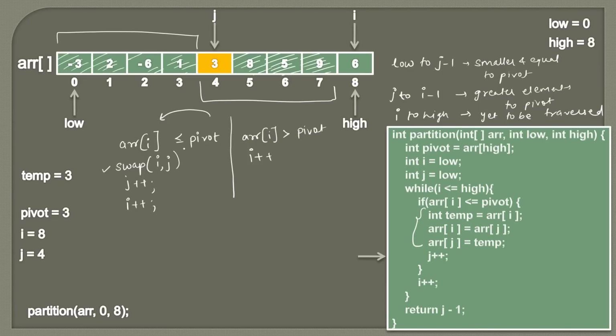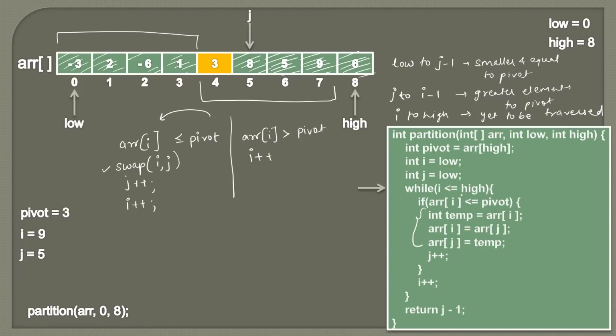After placing an element which is less than or equal to the pivot at its correct position using j, we will increment j so that the next element can come here. There are no more elements, but still we do this j++. So j becomes 5. And we will increment i because we are done with this element. So i becomes 9, which goes out of the boundaries of this array.